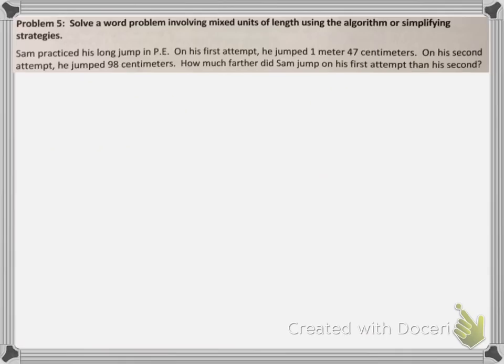All right, last one. Solving a word problem. Sam practiced his long jump in PE. On his first attempt, he jumped 1 meter 47 centimeters. On his second attempt, he jumped 98 centimeters. How much farther did he jump on his first attempt than his second? So I can tell that I'm going to have to do some subtraction here because they want to know the difference between his first jump and his second jump.